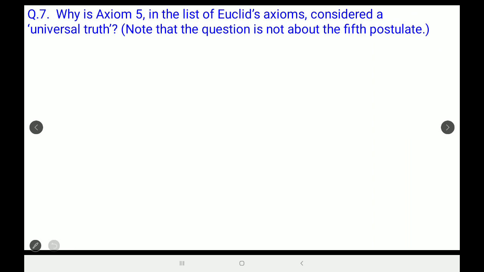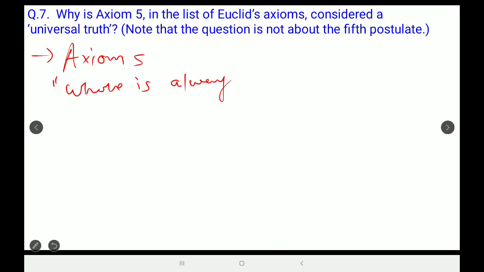Why is axiom 5 in the list of Euclid's axioms considered a universal truth? Okay. First remember which one is the fifth axiom. Axiom 5 is that the whole is always greater than its part. We know that this is a universal truth.